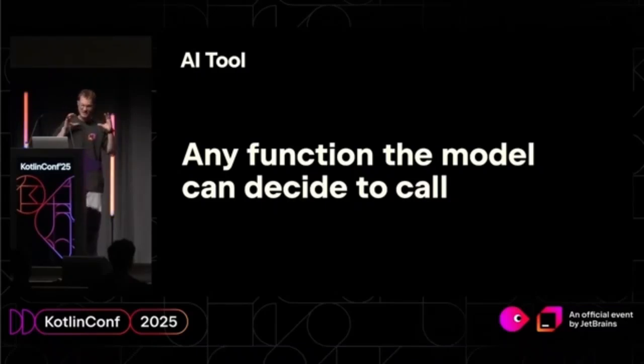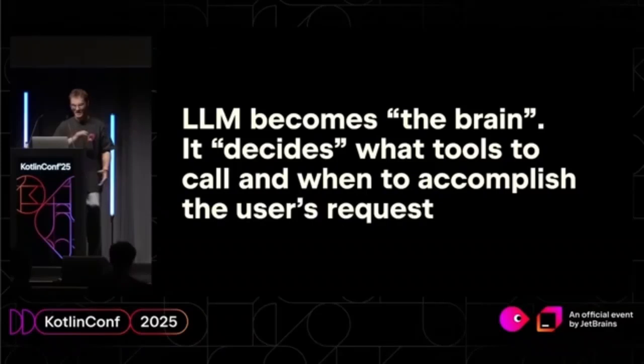So we just learned the concept of AI tool. So what is AI tool? It's actually any function that the model can decide to call to solve the user problem. And now the LLM in this system becomes the brain. Now it decides what to do, what tools to call, and when to call them, for one simple reason: to solve the user problem.